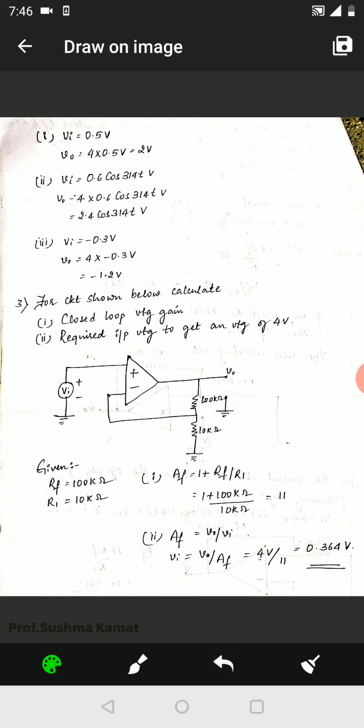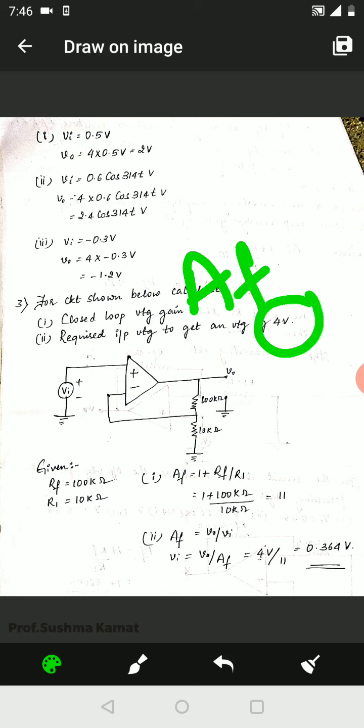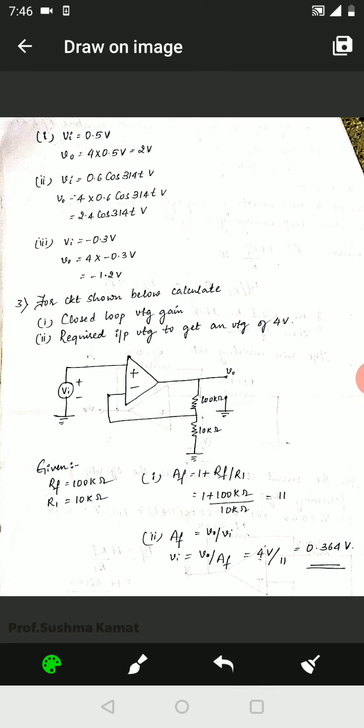The next numerical. So what is the next numerical? For the circuit shown below, calculate the closed loop voltage gain, which means AF has to be found, and the required input voltage to get an output voltage of 4 volts, which means output voltage is being mentioned. You are supposed to calculate the input voltage. The circuit diagram is already being given in the numerical. Here there are two different resistance values given. One is 100 kilo ohm, one is 10 kilo ohm.